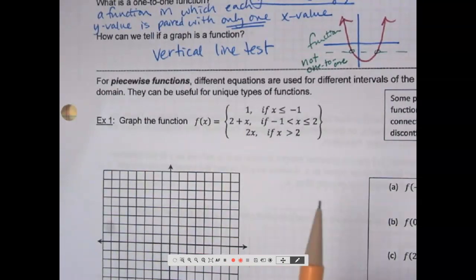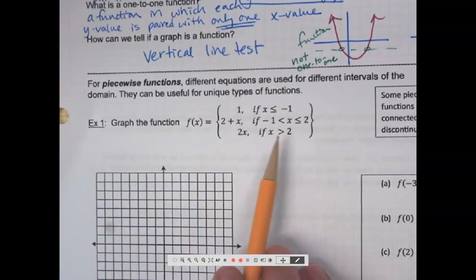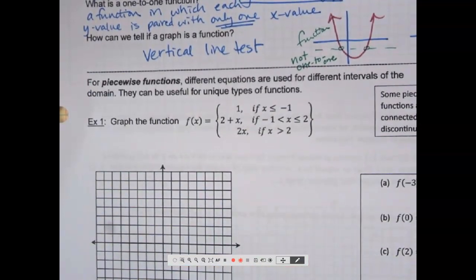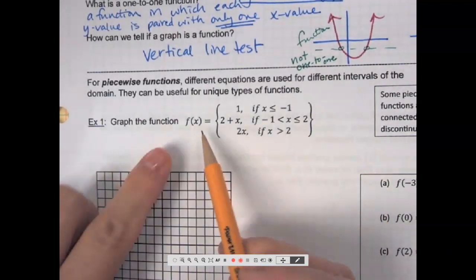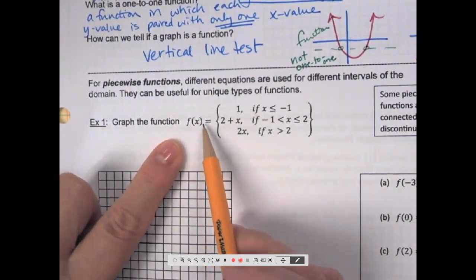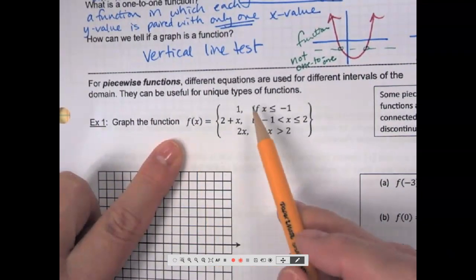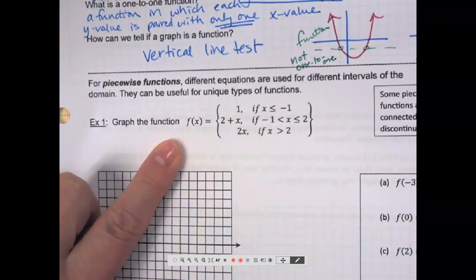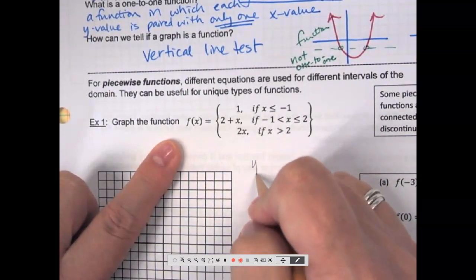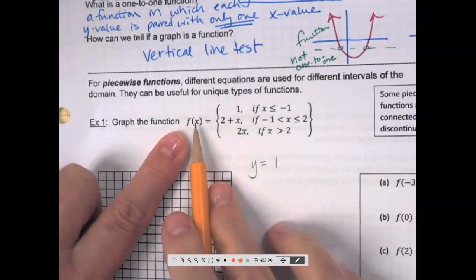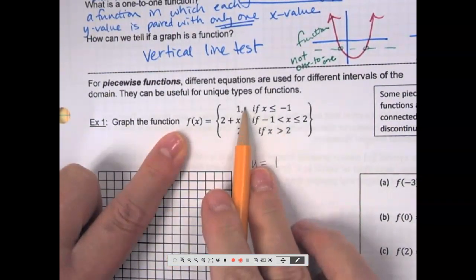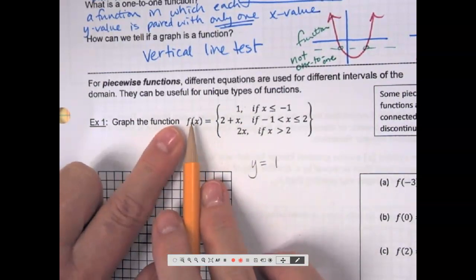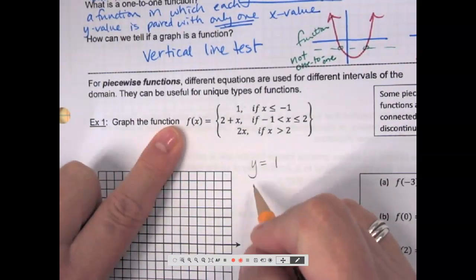All right, if I look at this, this is crazy. Like, we're going to graph all that. There's so many parts to it, so many pieces to it. Okay, f of x is another name for y. There are 1, 2, 3 pieces to this function. Okay, so the first one is y equals 1. The second one is y equals 2 plus x.